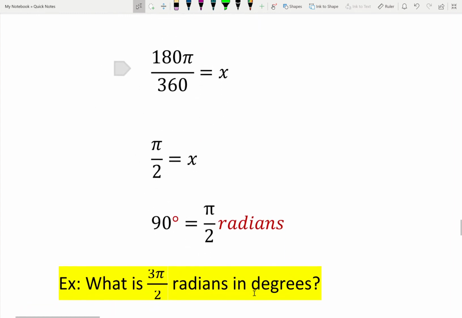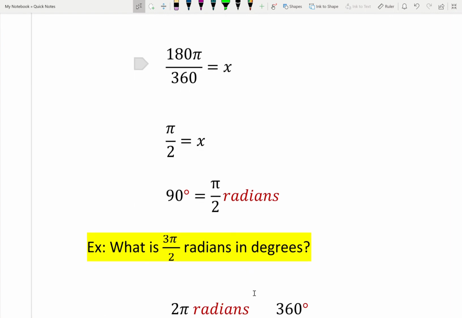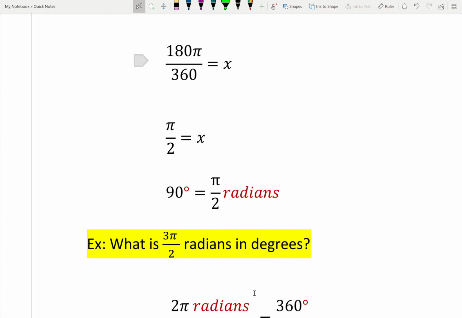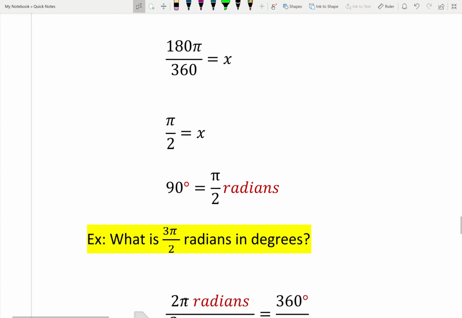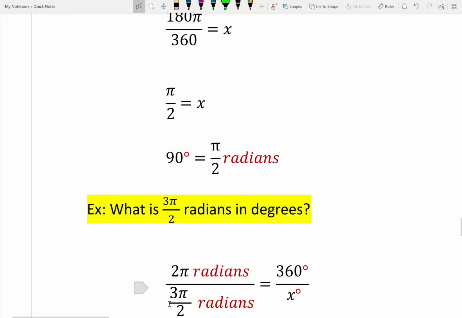All right, let's do one more. What is 3 pi over 2 radians in degrees? All right, so I'm going to set up my ratio again. What's my numerator? It's almost always going to be 2 pi radians equals 360 degrees, because that's where we started off. Those are the two radians and degrees that we know that equal each other. So here I have my numerators matching up, and now I got to get my denominators matching up. So 3 pi over 2 will be my radian denominator, because I want to convert that into degrees. So I have 3 pi over 2 in the denominator for radians, and I have x as my unknown degrees on the right-hand side.